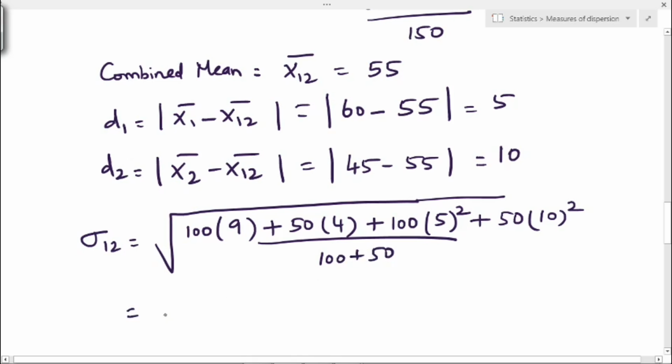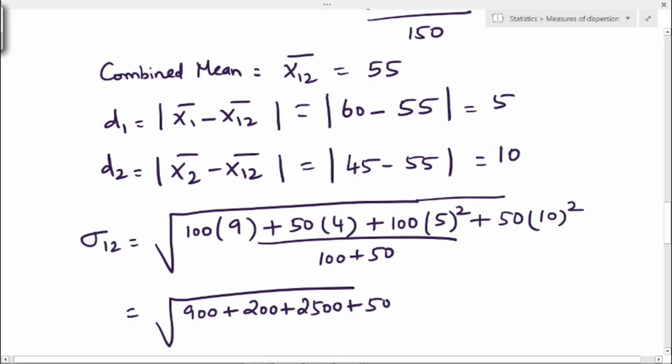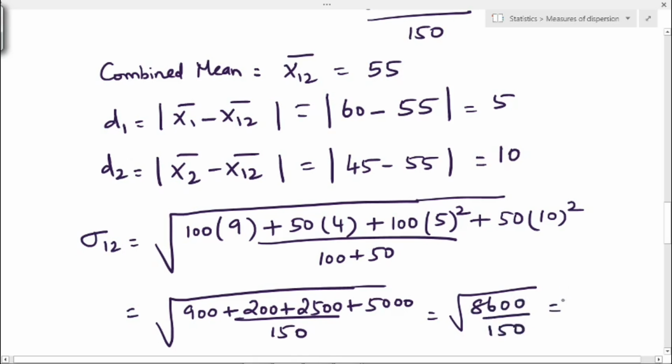If you simplify, you will get, that is square root of 900 plus 200 plus, this is 100 into 5 square is 25. So that is 2500 plus, so next 10 square, that is 100 into 50. So 5000 divided by 150. So square root of, if you add all the values, you will get 8600 divided by 150. So if you simplify, you will get 7.57. So this is the value of combined standard deviation of two groups.